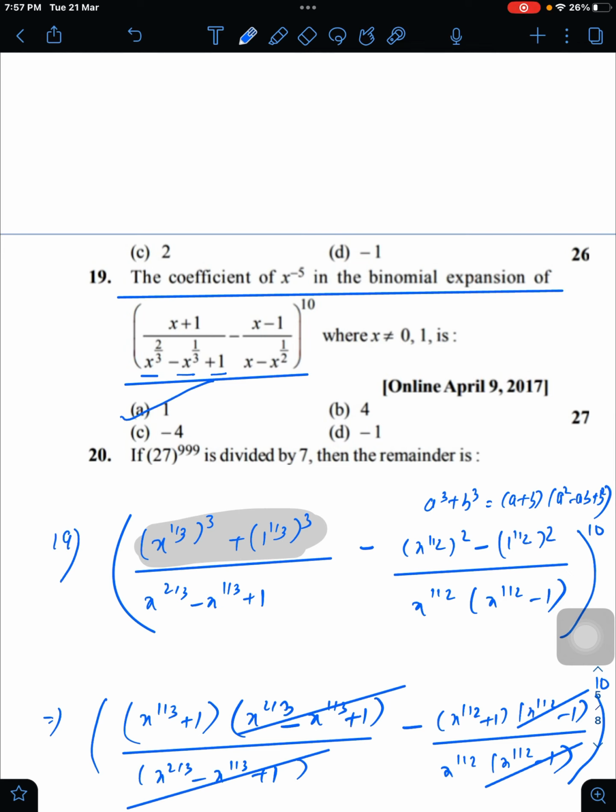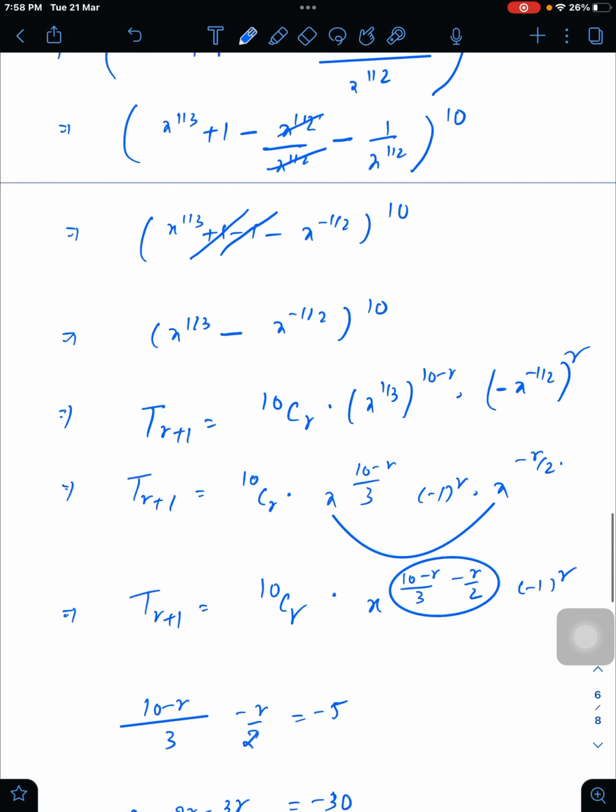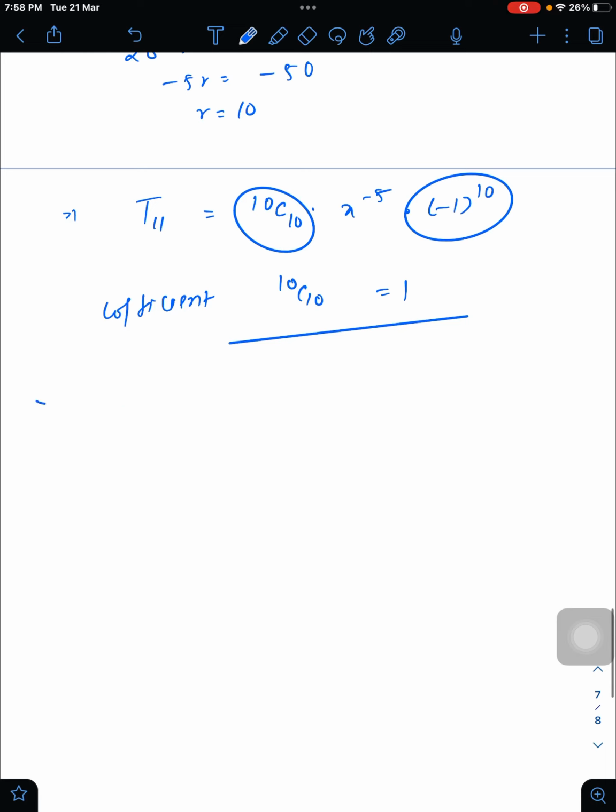Okay. Now we have one more question. Just have a look. The question is, if 27 to the power 999 is divided by 7, then the remainder is? Look beta, this is a very beautiful concept of the binomial theorem. Always remember, with the help of the binomial theorem, we can find the remainder. So what is the question saying? 27 to the power 999 is divided by 7. What is the remainder?